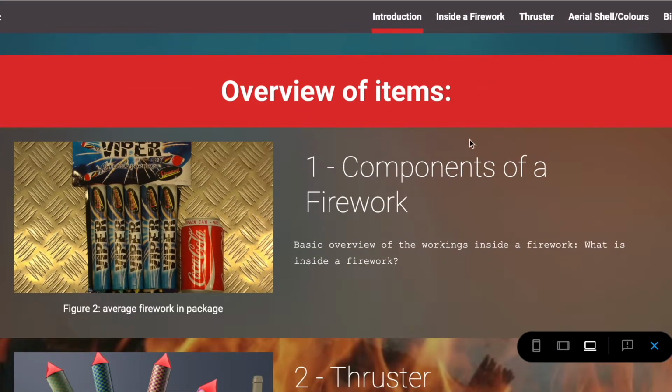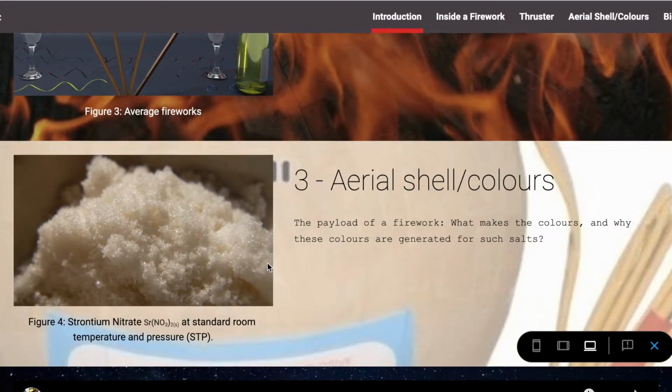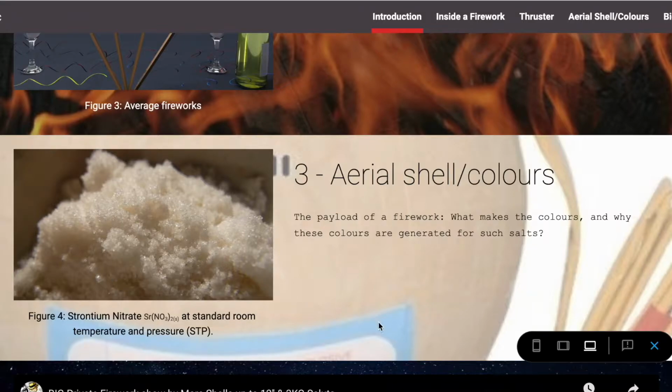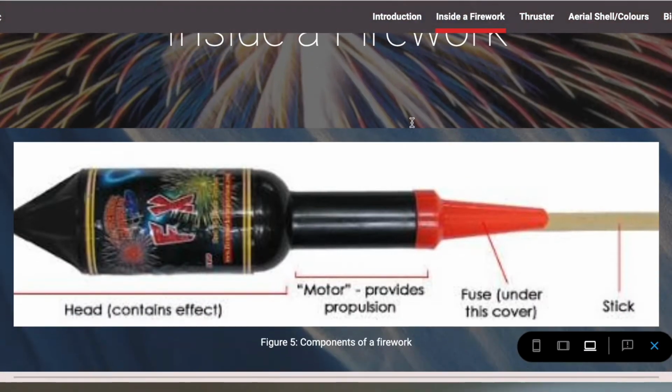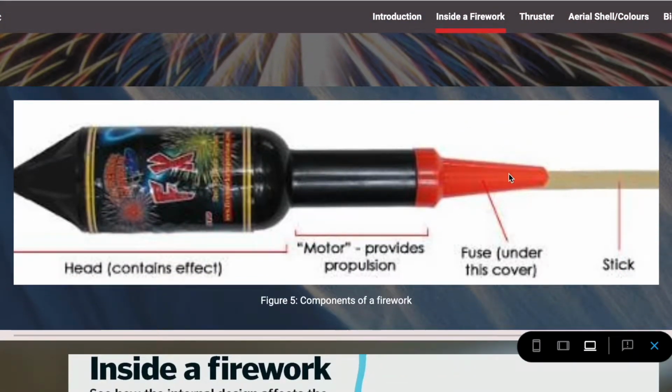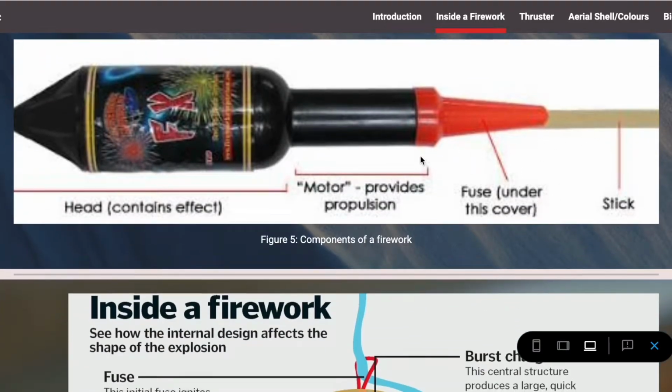First we're going to talk about the components of a firework: the thruster, and the aerial shell, which is the most important part, where the colors and the explosions form. This is the part that everyone wants to talk about. Inside a firework, there's a lot going on. We've got a fuse, a motor, a head, and obviously the stick so you can hold it. Or if it's a mortar, then you have a mortar too.